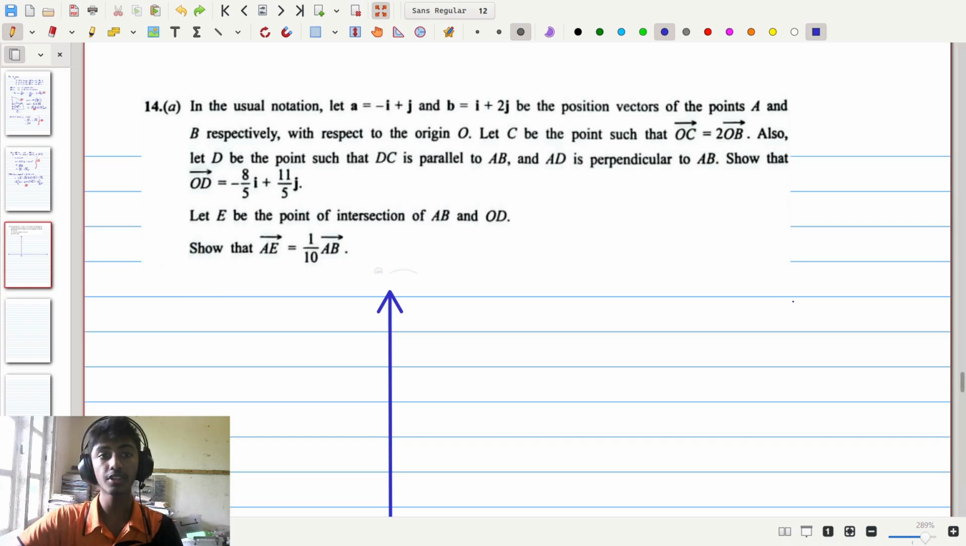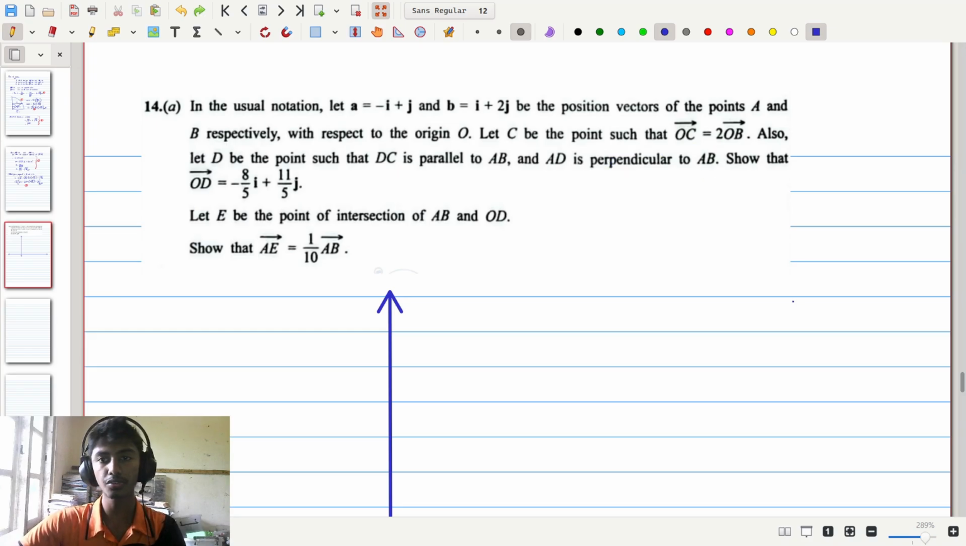The question says, in the usual notation, let vector A be equal to minus i vector plus j vector and vector B be equal to i vector plus 2j vector be the position vectors of two points A and B respectively with respect to the origin O. It also says, let C be the point such that vector OC is equal to 2 times vector OB, and also let D be the point such that DC is parallel to AB and AD is perpendicular to AB.